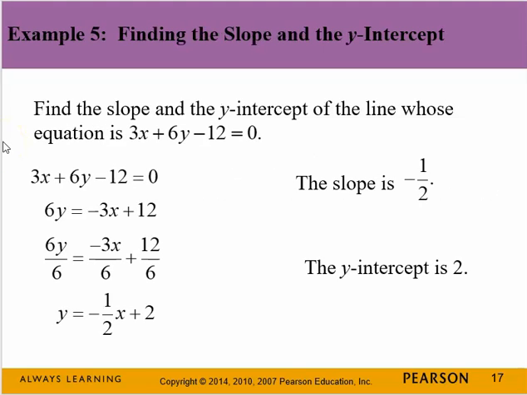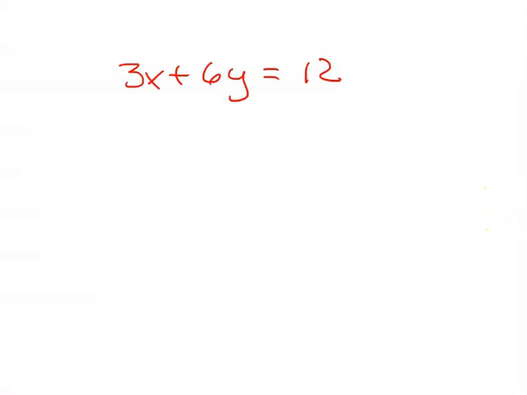Okay, it says find the slope and the y-intercept of this line. So let's write it. We'll do it on the whiteboard here. You can copy it with me here. And I'm going to move that over to this side here as a 12 already. Okay, so the best way to find the slope and the y-intercept for something like this is to put it in slope-intercept form. Y equals mx plus b.